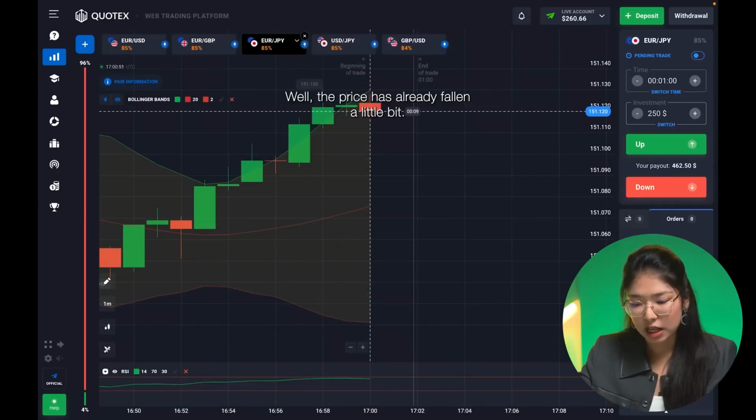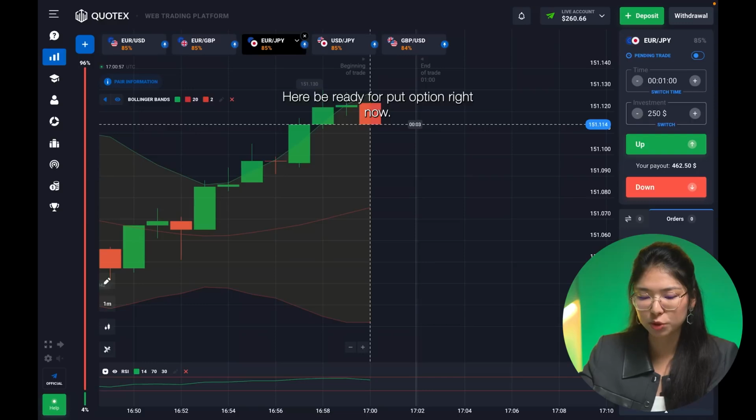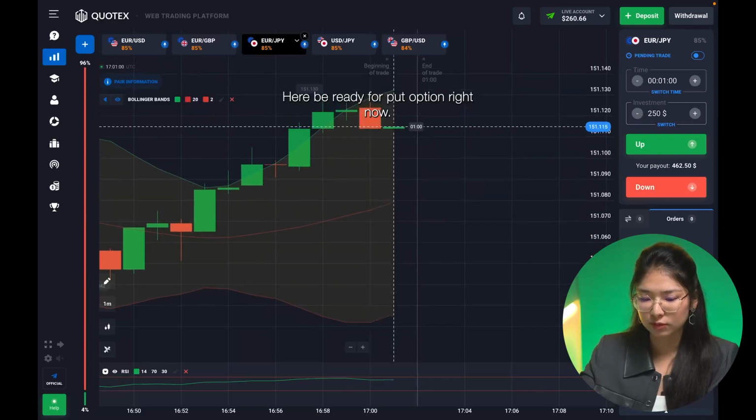The price has already fallen a little bit, and yes, that's my chance. Here, be ready for put option right now.